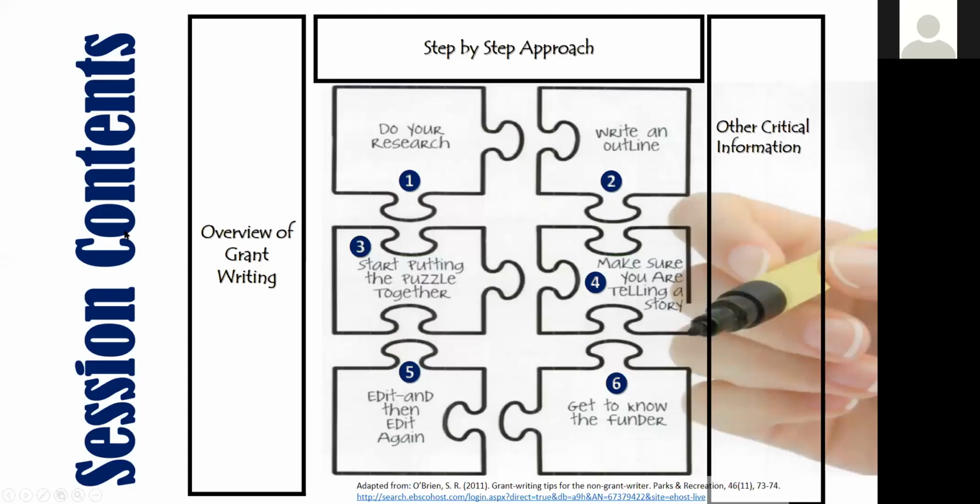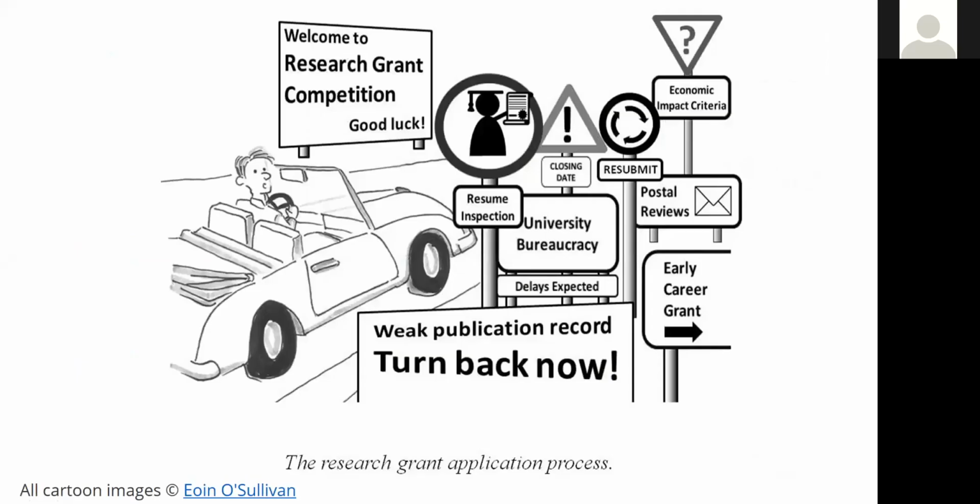All right, so what we're going to cover for the next 45 minutes or so is give you a quick overview of grant writing, then the step-by-step approach. So I'm using a 6-step approach here in trying to design and develop a grant: understanding your research, preparing the outline, putting these puzzles together, and then telling the story, editing, and also looking for the funders and other critical information that you may need to know.